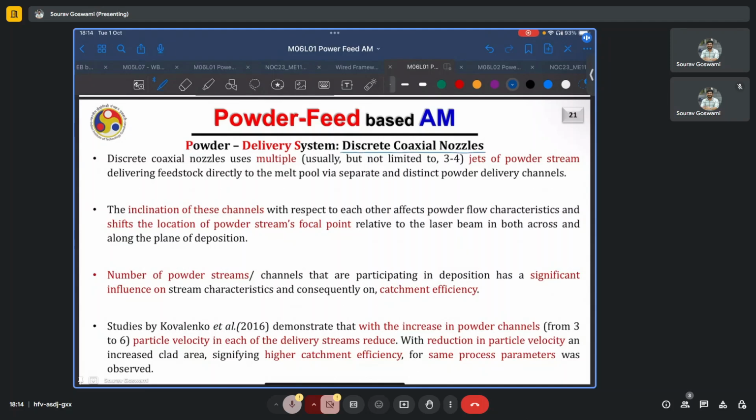Now, by increasing the number of these discrete nozzles, say from 3 to 4, maybe even up to 6, what you can do is, A, control the flow of powder better. B, you may also be able to deposit a larger volume of powder per unit time, because now you have multiple nozzles. You can feed powder at a decent feeding rate through all the nozzles, and thus deposit more powder per unit time.